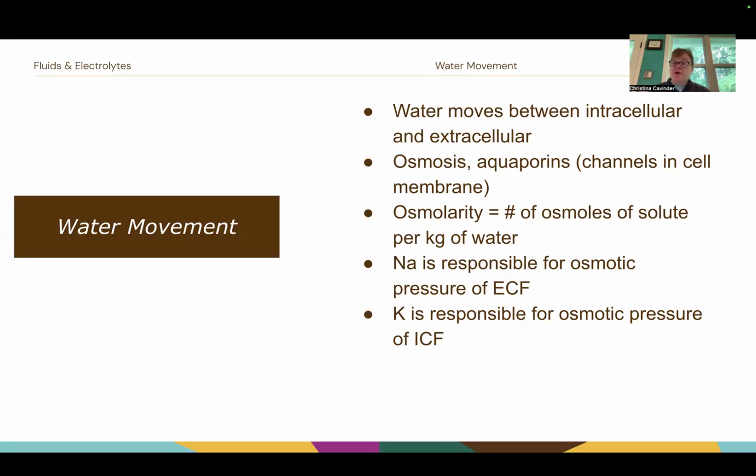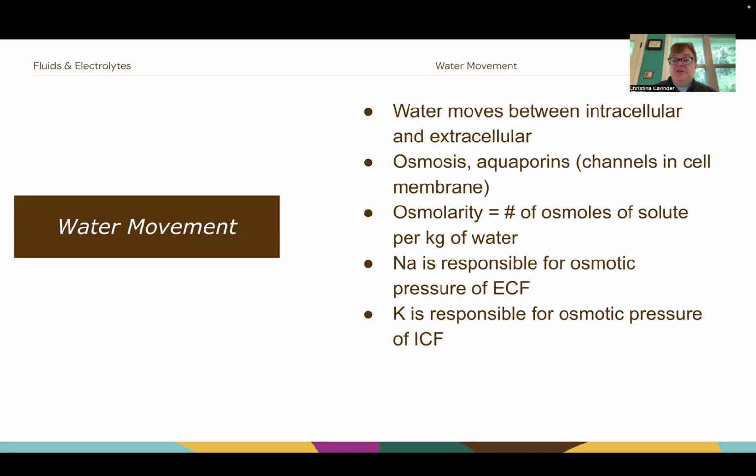Osmosis is water movement. It moves through what are called aquaporins, or channels in the cell membrane, and that allows water to move in and out through that protein in the membrane. So we looked at the membrane in our first lecture. We said there are these channels, and one of them is aquaporins, which allows water movement.